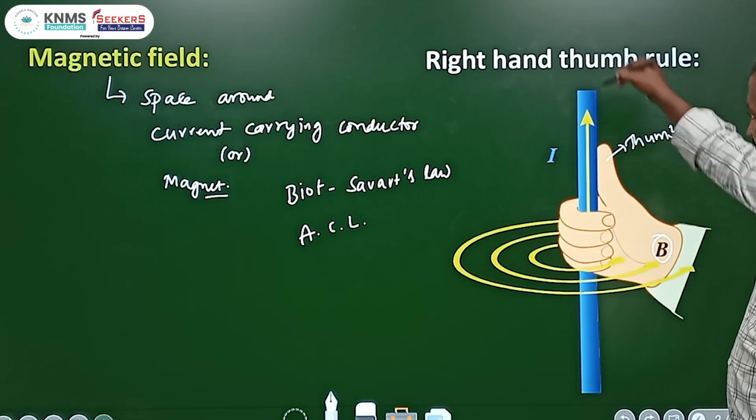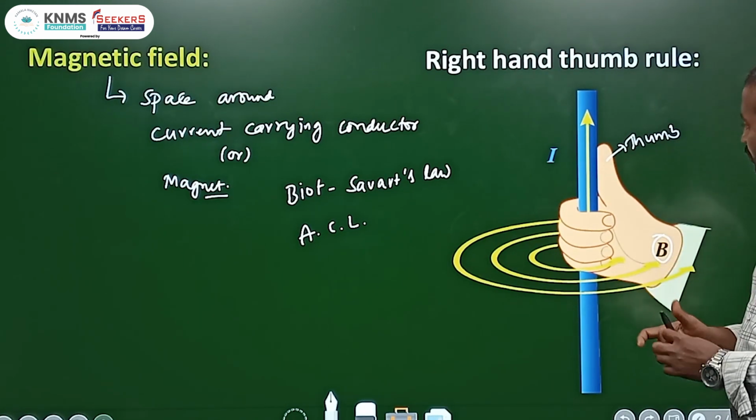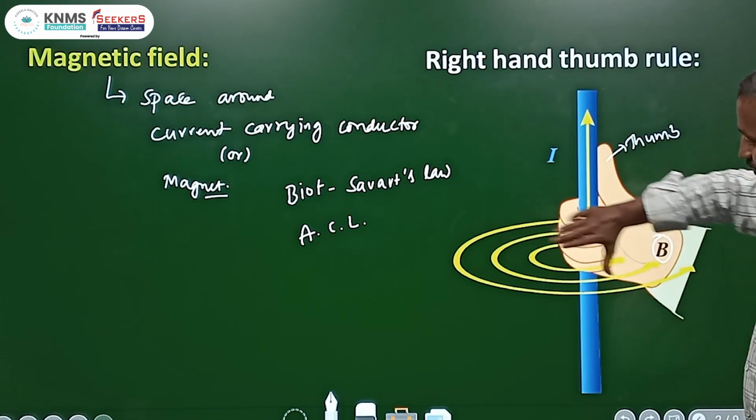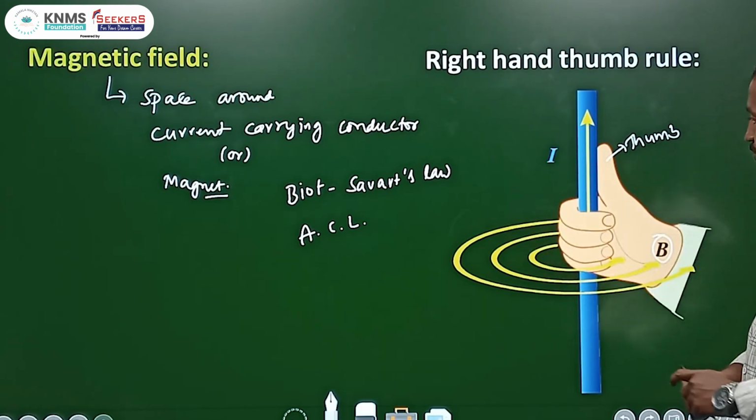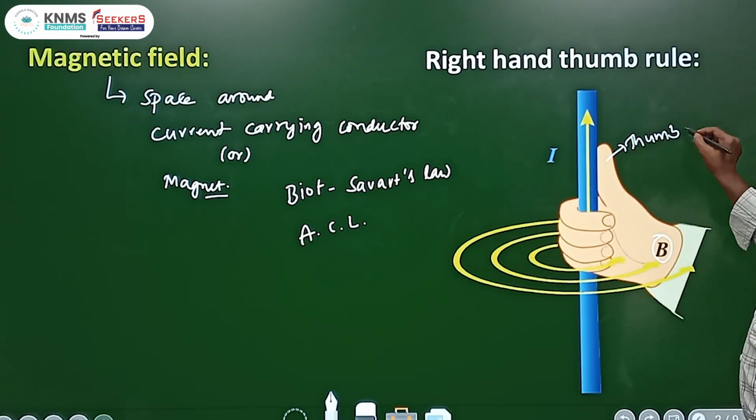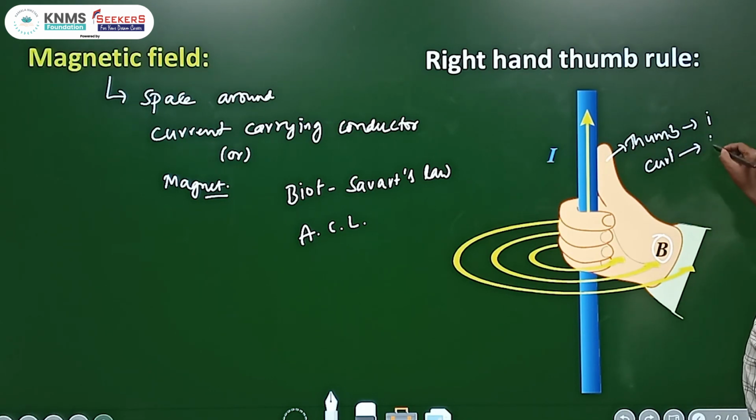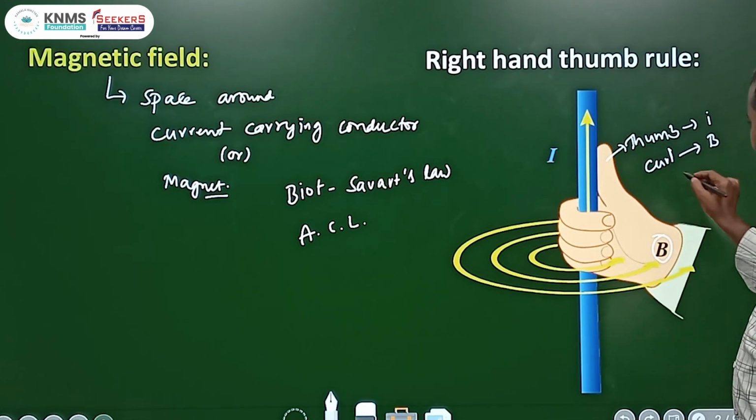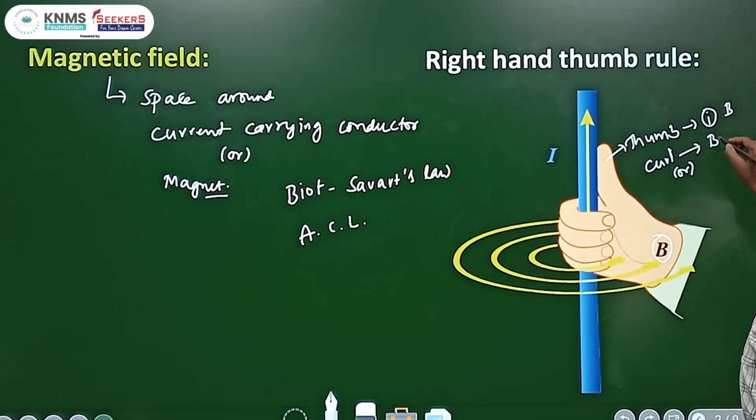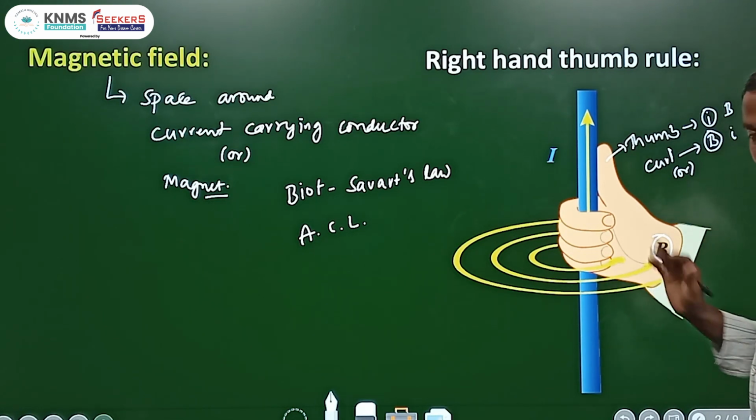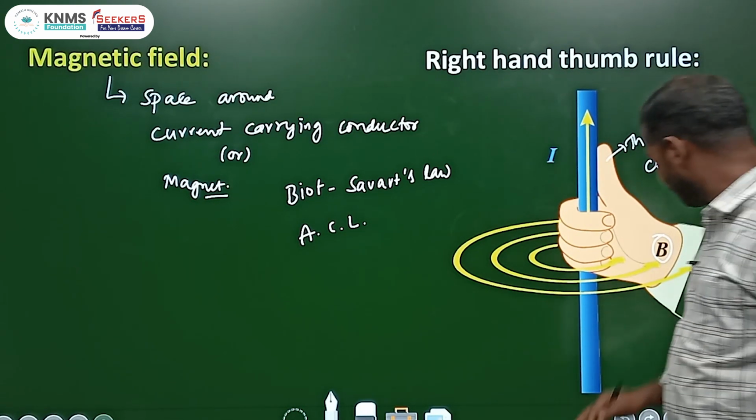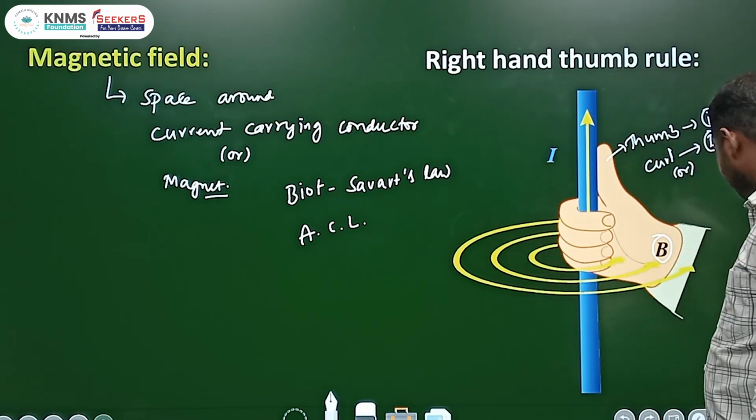Let us say current is going downwards, then you put your thumb downwards, and the magnetic field will be curling like this. The beauty of this concept is that if the thumb represents current, then the curling of fingers represents the magnetic field, and vice versa. If you take the thumb for the magnetic field, then the curling of fingers represents current. You can use them interchangeably.